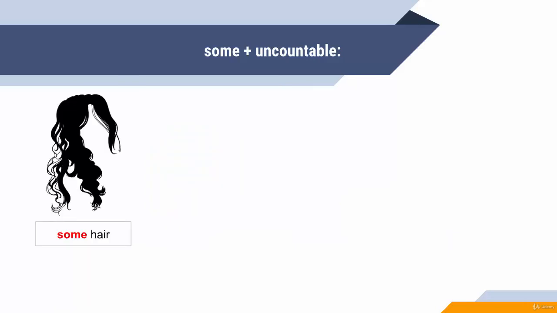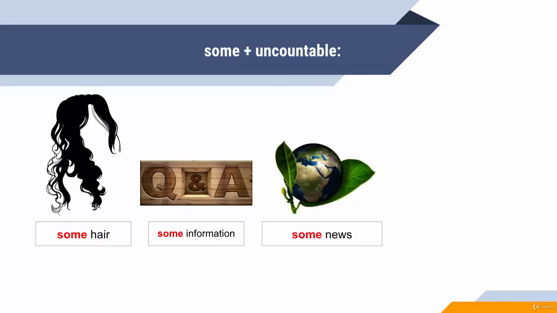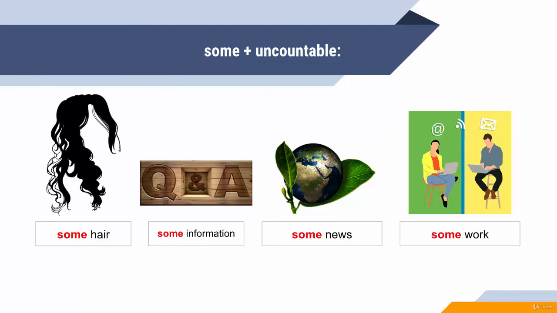Yet, some other examples, some hair, hair is uncountable. Some information, information is also uncountable. Some news, news is uncountable in English. Some work, work is uncountable. Probably there are some differences between the countable and uncountable nouns in your native language and in English, and it's normal. This is in fact specific for different languages. So again, you need to memorize these rules.